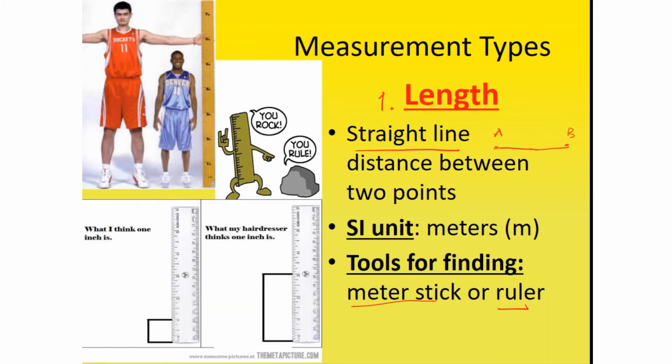So, measurement types. There are 4 measurement types, and the first one is called length. Length is a straight line between 2 points. So we have point A, we have point B, and the straight line between A and B. The unit used to measure it is called meter, with a small letter m. Tools for finding it are a meter stick or a ruler.